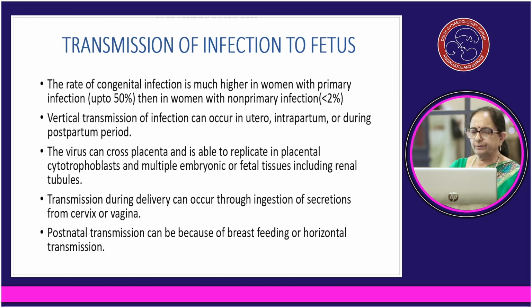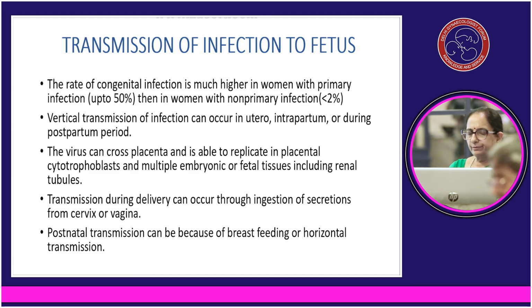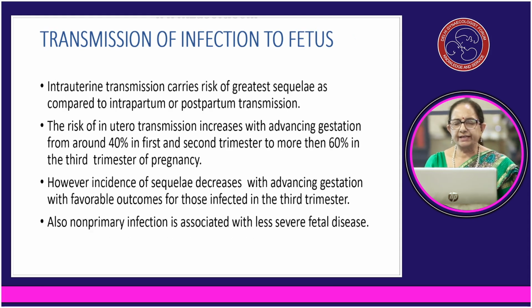The virus can cross placenta and is able to replicate in placental cytotrophoblasts and multiple embryonic or fetal tissues, including renal tubules. Transmission during delivery can occur through ingestion of secretions from cervix or vagina. Postnatal transmission can be because of breastfeeding or horizontal transmission. Intrauterine transmission carries risk of greatest sequelae as compared to intrapartum or postpartum transmission.